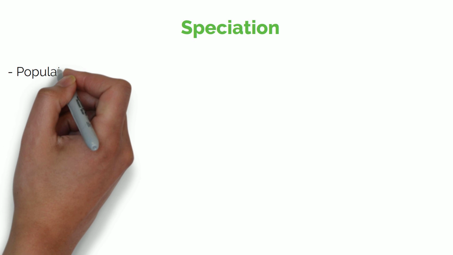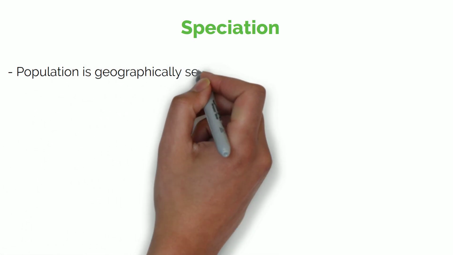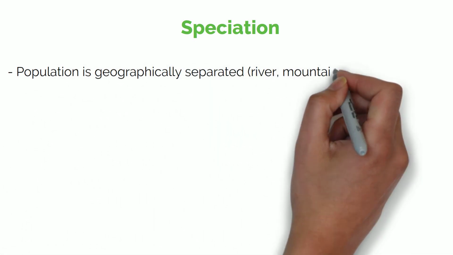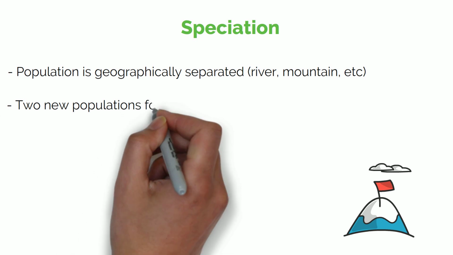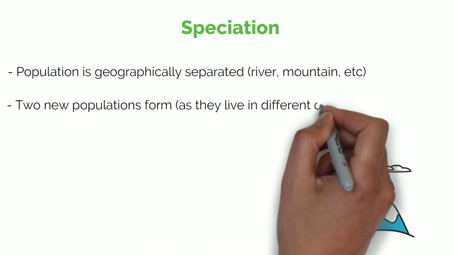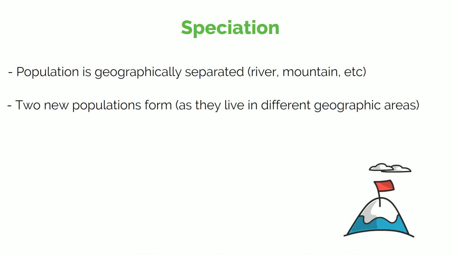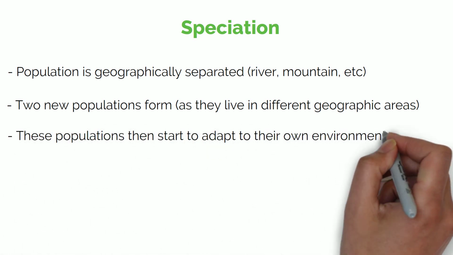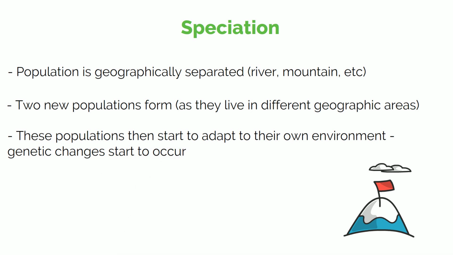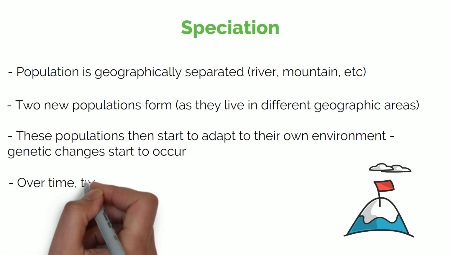So this theory was then developed to explain the origin of new species, called speciation. This process usually happens when a population is geographically separated, for example by a river, a mountain, etc. When a population is divided, two new populations form, as they live in different geographic areas. These populations then start to adapt to their own environment, which means that genetic changes start to occur, which over time could give rise to two new species.